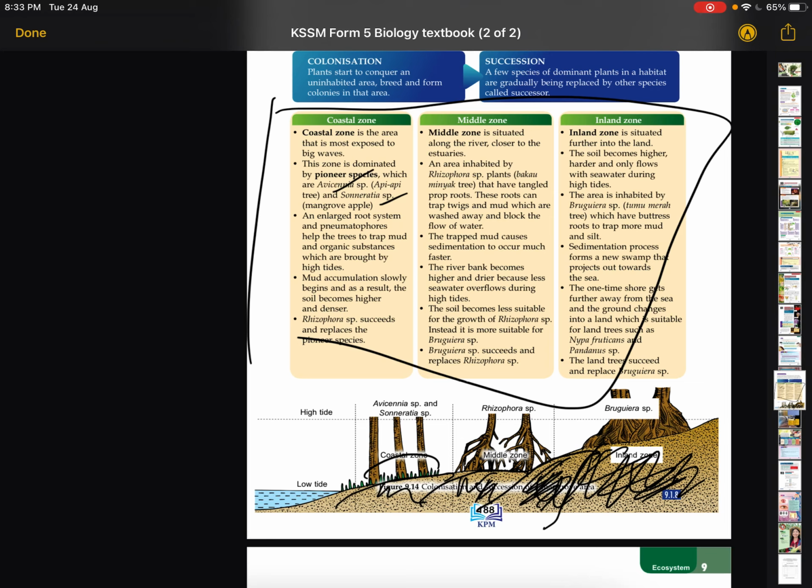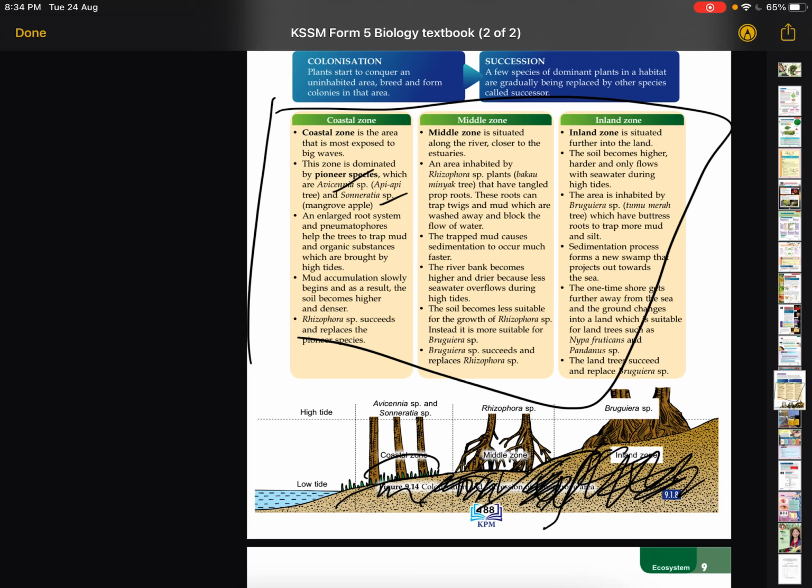Because there's no more water making the soil muddy, it will eventually harden and harden and harden. So it becomes harder. And then again, the reservoir species doesn't like hard soil, so they want slightly muddy soil. So they will move in front, and then this area will be taken over by Briguera.